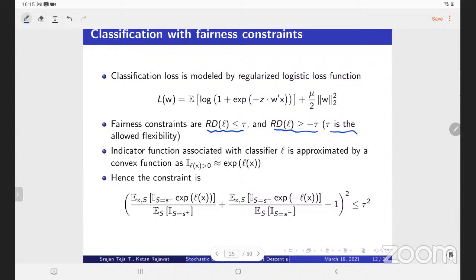And in this example, I've taken all indicator functions approximated by exponential functions, but one can use other approximations as well, for example, the sigmoid function. So the constraint can be written as this. So this square will take care of this minus tau and tau. So this is one way of expressing this constraint. In this, clearly the square function is outside of this expectation, so it is non-linear. So we cannot solve using SGD.